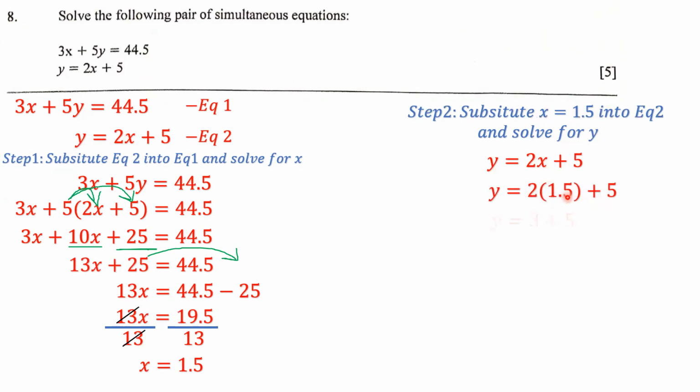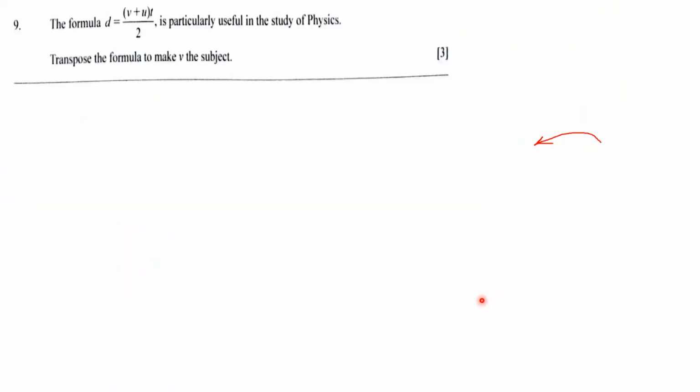And 2 times 1.5 is definitely 3. And so we have 3 plus 5, which is definitely 8. And so that means that our answer is x is equal to 1.5 and y is equal to 8. That's our answer to the simultaneous equation. Okay, let's move on to the next question.